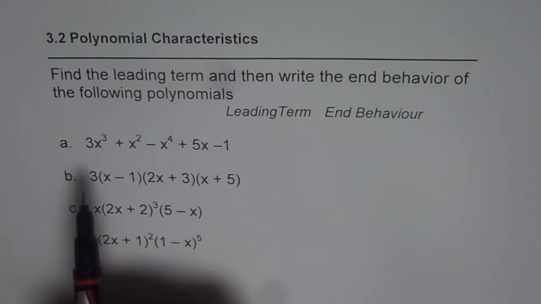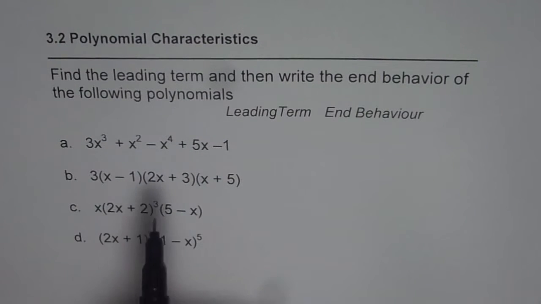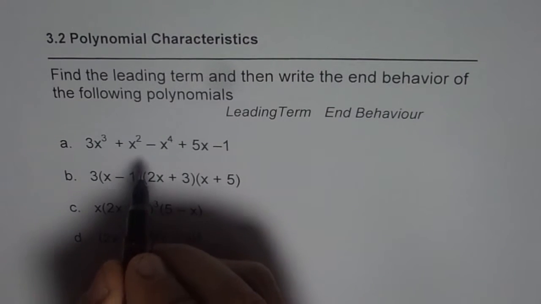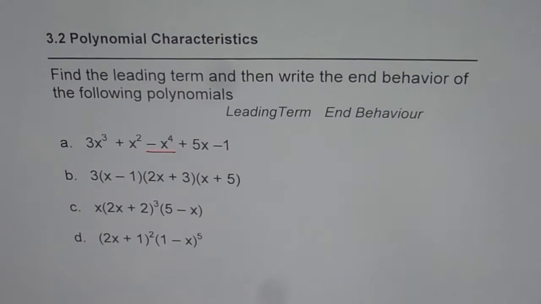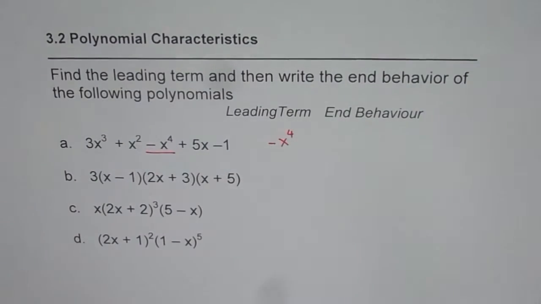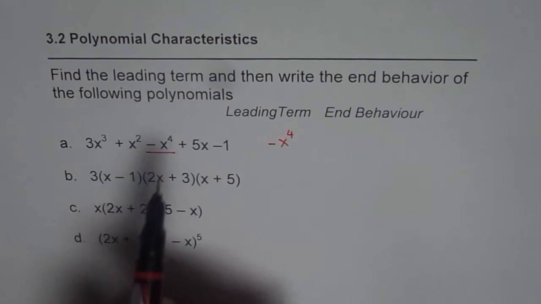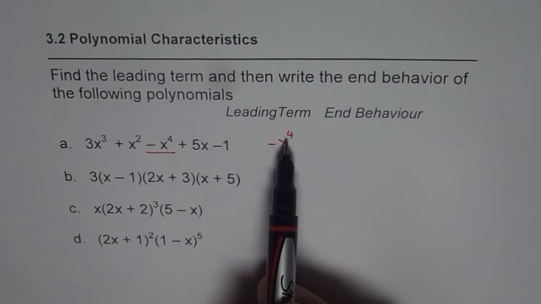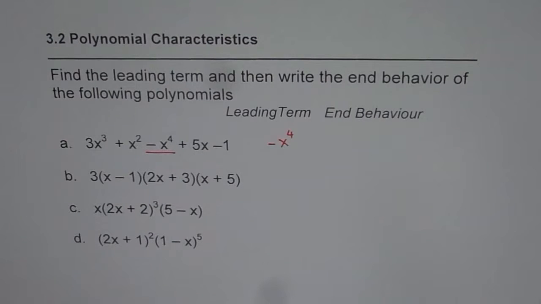A, what is the leading term here? Normally, polynomials are written with the leading term as the very first term. But in the test, you will normally find that it's mixed up, so you have to be careful. The leading term is the term with the highest degree. And here the term is minus x to the power of 4, not 3x cubed, since 4 is the degree of this polynomial. Now, since the leading term is minus x to the power of 4, what should be the end behavior?